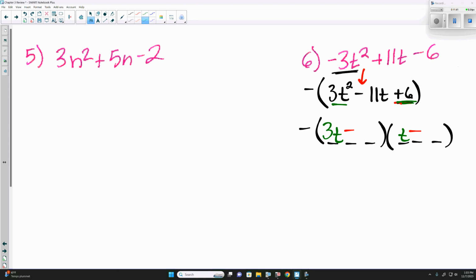Now the other one is the factors of 6. Well, 6 has two sets of factors, 1 and 6 or 2 and 3. 2 and 3, which one's going where? 2 and then 3.